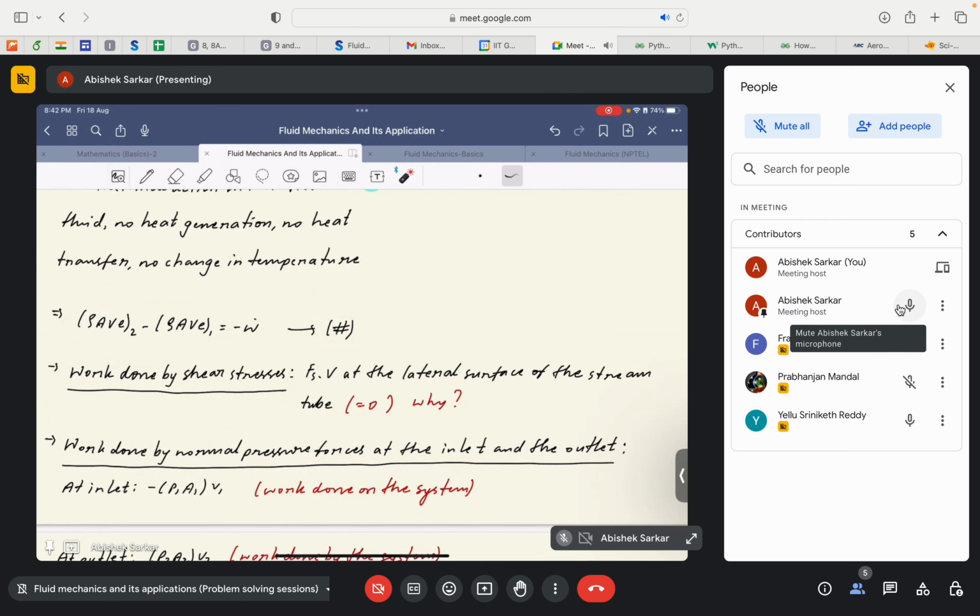Because shear stress acts perpendicular to the object. Actually, shear stress always acts along the surface of the object, along the surface on which the force is acting. So it will act along the surface and not perpendicularly. This is the first point, but there is no issue, that's completely fine. But I am asking, why is it 0?